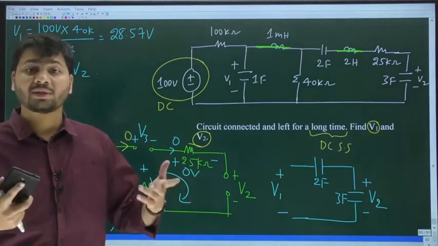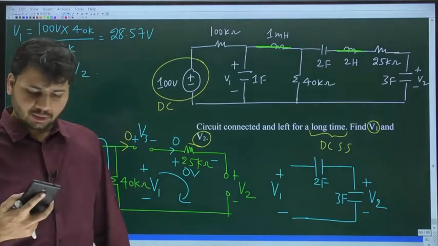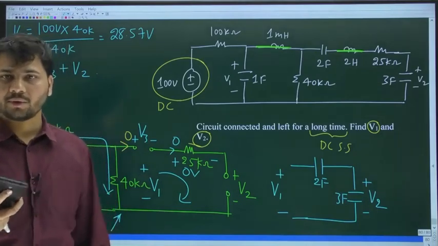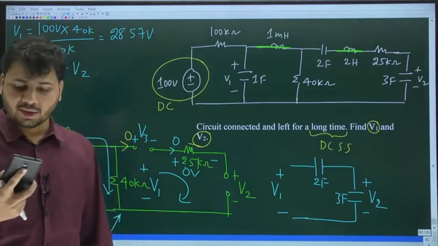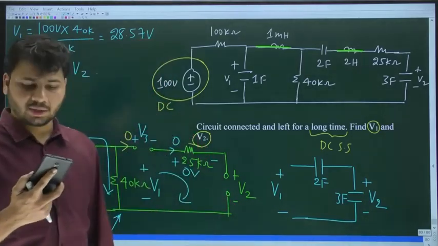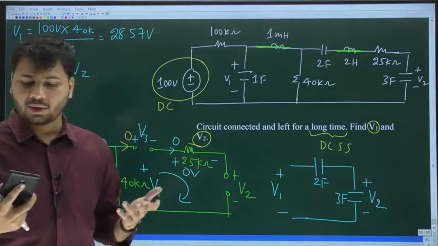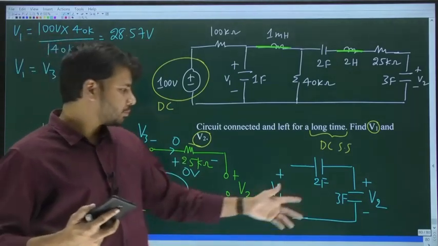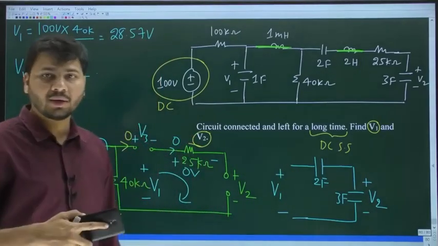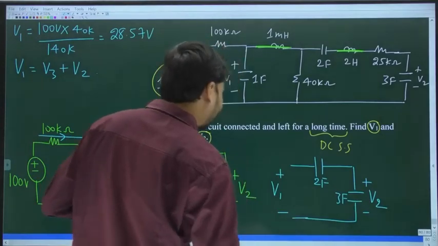Voltage division, capacitive voltage division. Why current division, Sainath? Current division only happens when you have elements connected in parallel. But here the 2 capacitors are connected in series. Voltage division will take place. And what do we know about capacitive voltage division? Voltage across one capacitor will be directly proportional to the other capacitance. And here V2 is the drop across the 3 farad capacitor.